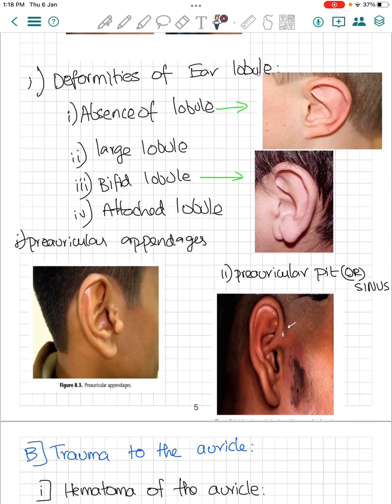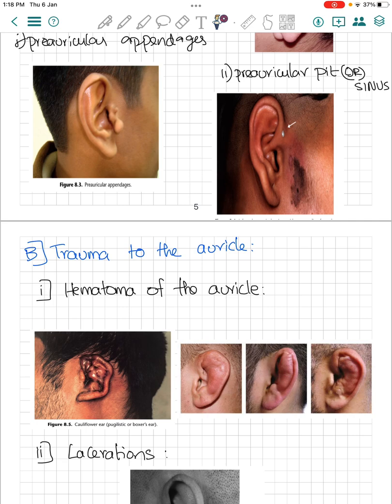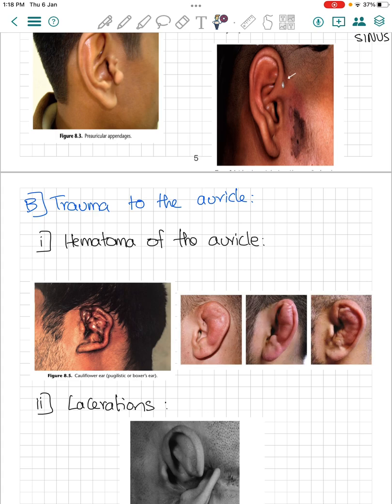Then preauricular appendages include a small part growing before the auricle. And then the preauricular pit or sinus opening, where some discharge comes out or infection spreads through this pit or sinus. Then deformities due to trauma to the auricle, like hematoma of the auricle, where during any trauma there is a collection of blood between the cartilage and the perichondrium, resulting in blood accumulation, which leads to a condition like this. This is known as cauliflower ear. Boxers commonly experience this due to repeated punches and the collection of blood.